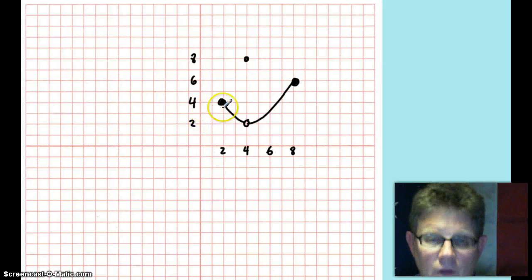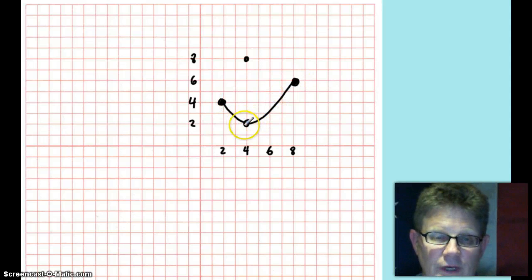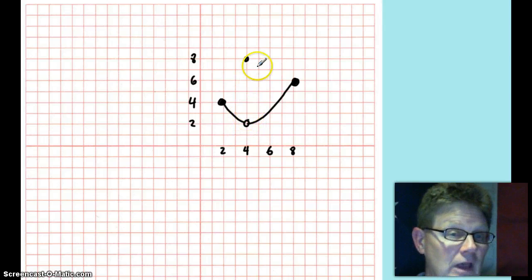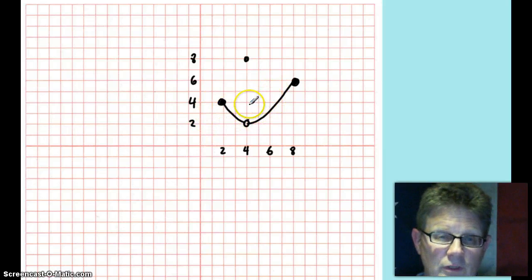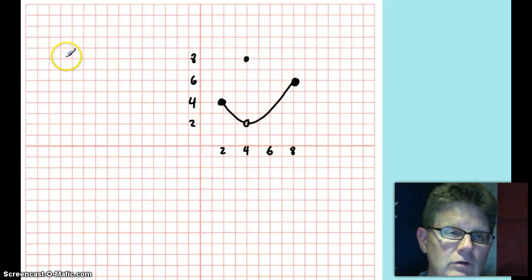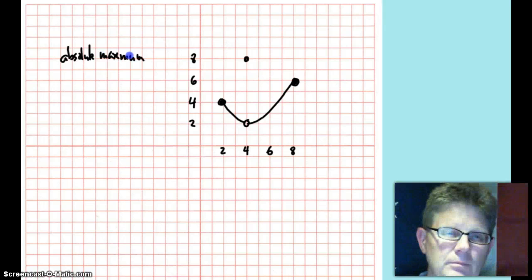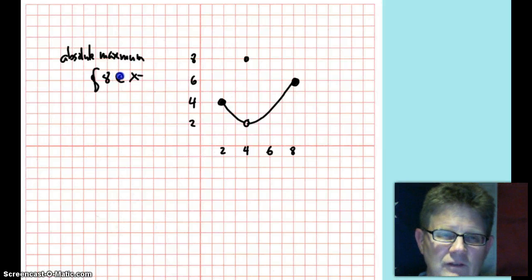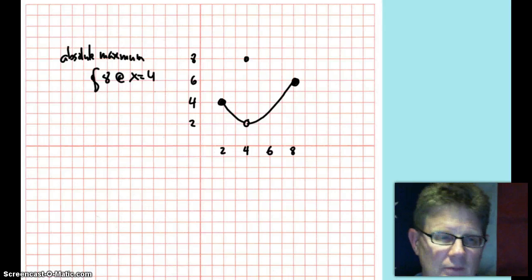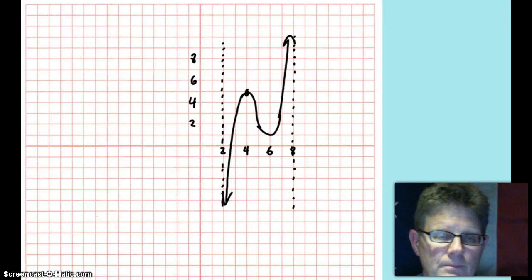Okay. Sometimes we won't have a relative maximum. We won't have a relative minimum, because right there it is undefined. So no relative mins, no relative maxes. However, we do have an absolute maximum of 8 at x equals 4, and that's the only thing we can say out of that picture. Let's look at one more.